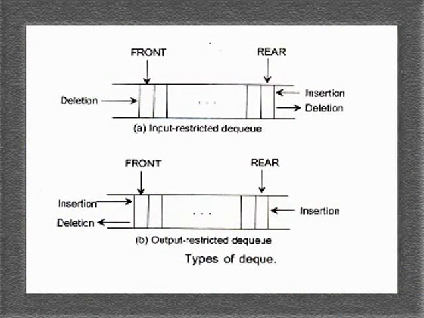We can classify a deque into two categories. One is input restricted deque, second one is output restricted deque. In an input restricted deque, the insertion operation is allowed at only one end, but the deletion operation is allowable at both ends, that is at front and rear also. In an output restricted deque, the deletion operation is performed at only one end, but the insertion operation can be performed at both rear and front end.